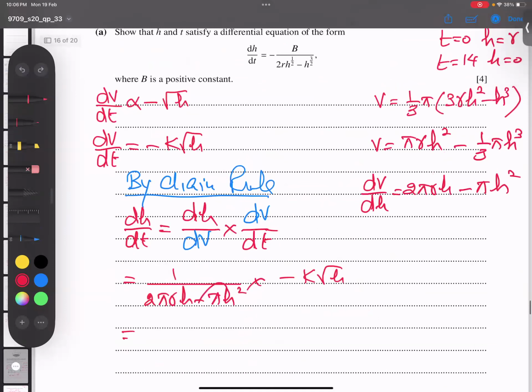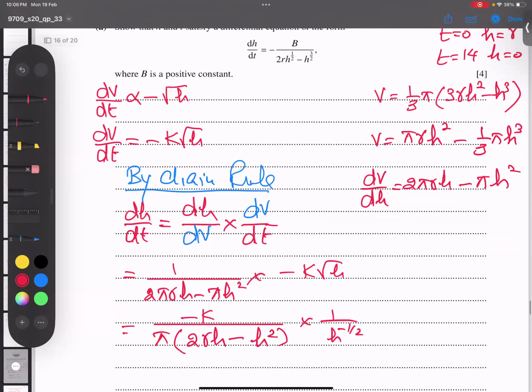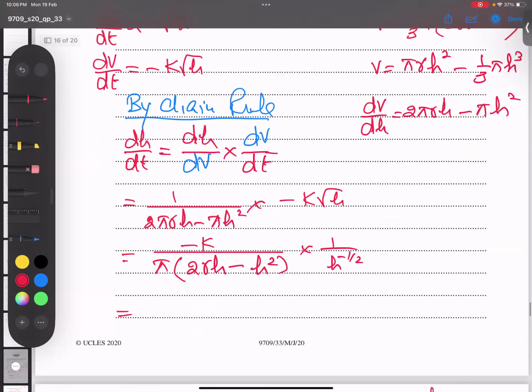One more thing to see is that pi is not involved there. So this pi I should take common out. Minus k and pi outside. 2rh minus h square comes from here. And this root of h I bring to the denominator and it becomes h to the power negative half. Now, students, we can see that this value should multiply inside to get this answer. Negative k by pi, I'm leaving as it is.